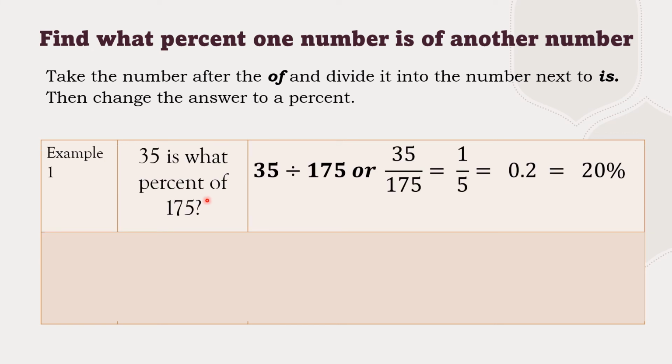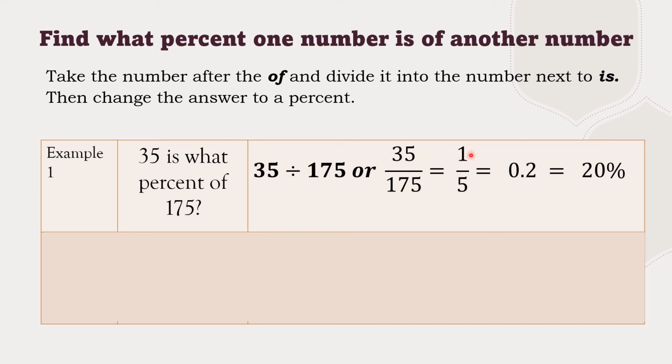35 is what percent of 175? From this, take the number after the "of." After the "of," that is 175, and we will divide that into the number next to "is." The number next to "is" is 35. So 35 divided by 175, or 35 over 175.